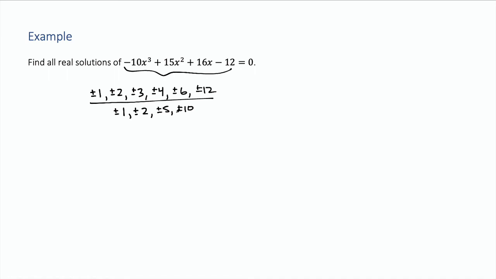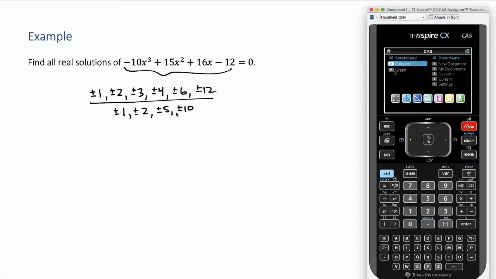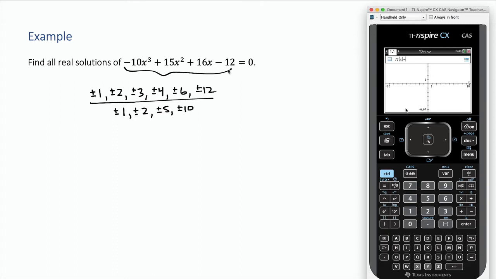And so instead of going through and just testing blindly, we're going to use our technology tools to give us an idea of what a good guess might be. So we're going to just graph this, and that'll give us an idea of what might be some zeros. We're going to go ahead and add a graph and just type this polynomial in. So negative 10x cubed plus 15x squared plus 16x minus 12. Okay, and we're just going to call this peeking at the graph. We're just peeking at the graph to see what might be a 0.